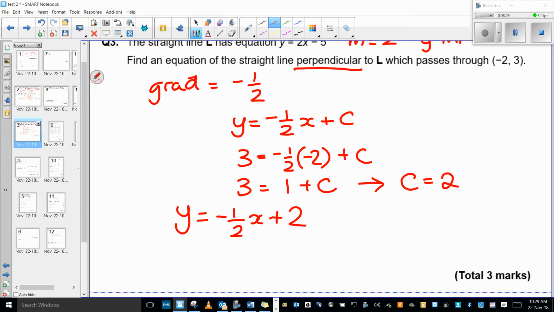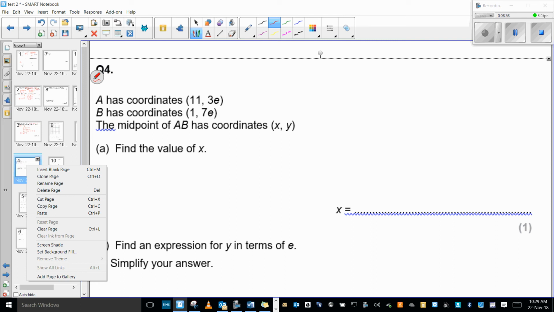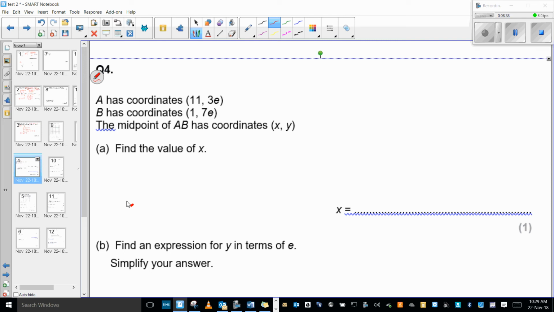Depending on what working you've got, how many errors you've made. If you've got issues with your paper afterwards, you can have a look at them. Alright, so next one. A has coordinates for blah, B has coordinates for blah. The midpoint has coordinates x, y. Find the value of x.